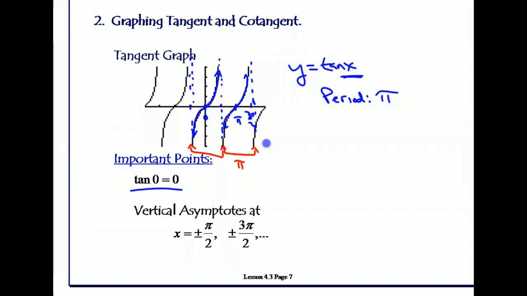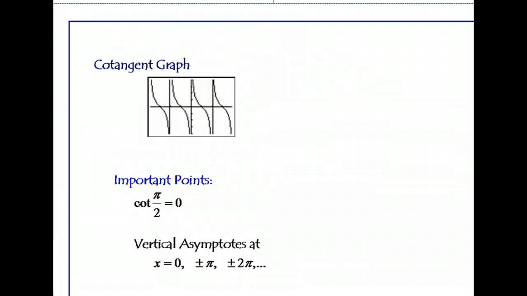Okay, so what did we notice here just looking at the graph? The tangent of 0 was 0. The tangent of pi was 0. The tangent of 2 pi was 0. We noticed that. What else did we notice? We noticed there are vertical asymptotes at pi halves, 3 pi halves, etc. Okay, I think I want to skip a page and just go to the explanation of this part. Let's skip cotangent.